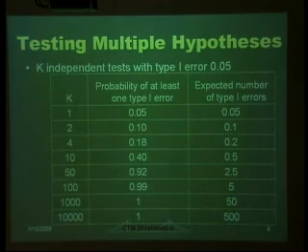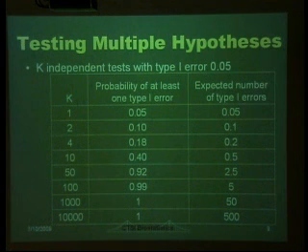So what happens when we do multiple hypotheses? Well, suppose that we do a certain number of independent tests with a type 1 error of 5%. The impact of the multiple testing can be seen if we look at one of two things: the chance that we make at least one type 1 error among all the k tests, or the expected number of type 1 errors that we make among all of those k tests. Those are two ways that we can think about the impact of testing multiple hypotheses.